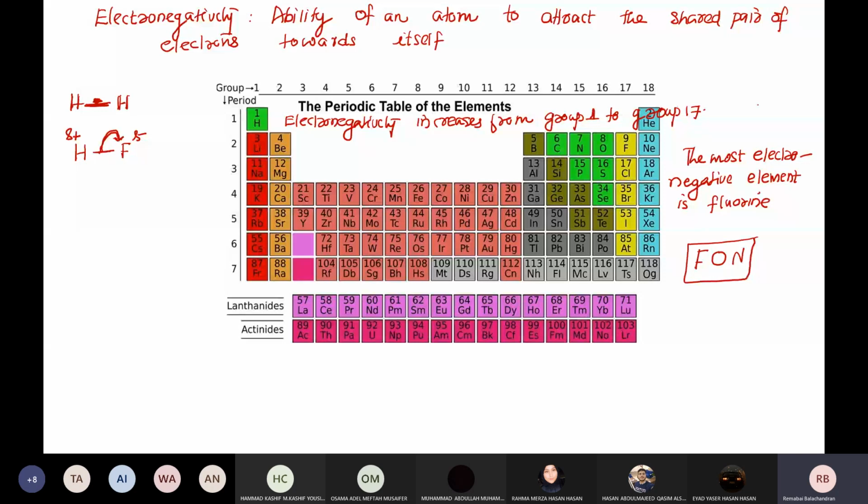It goes like that. Okay. So now, moving down a group, what will happen to electronegativity? Come on. It will decrease. Electronegativity decreases.